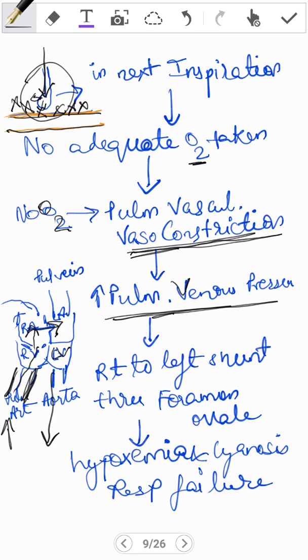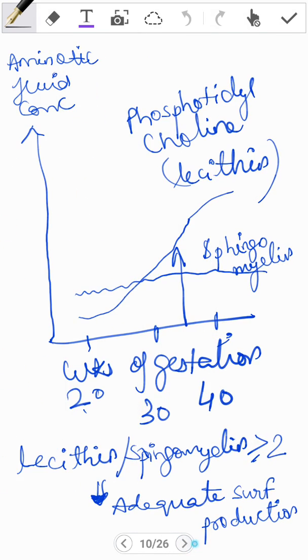aorta. So what happens is you get mixing of the deoxygenated blood into the oxygenated blood, and you develop cyanosis, and the tissues don't get enough oxygen, which further leads to hypoxia. And if this persists for a longer time, it can lead to respiratory failure.